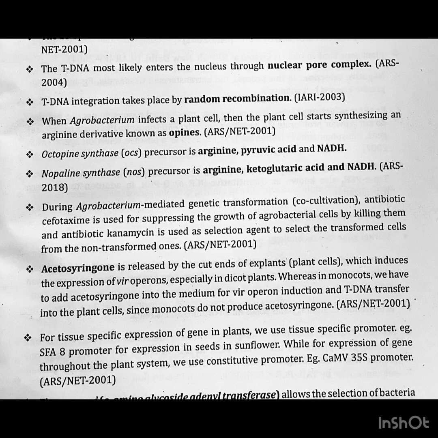For tissue-specific expression of a gene in plants, we use tissue-specific promoters. Example, SF8 promoter for expression in seeds in sunflower, while for expression of genes throughout the plant system, we use a constitutive promoter. Example, cauliflower mosaic virus 35S promoter. Question asked in TRS NET 2001.